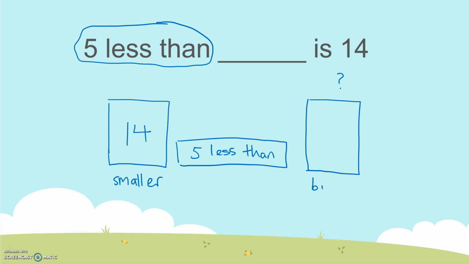That means this number must be a bigger number. Now, how do we get this big number? It must be plus. So it's 14 plus 5, which will give you 19. So this number must be 19. So 5 less than 19 is 14.